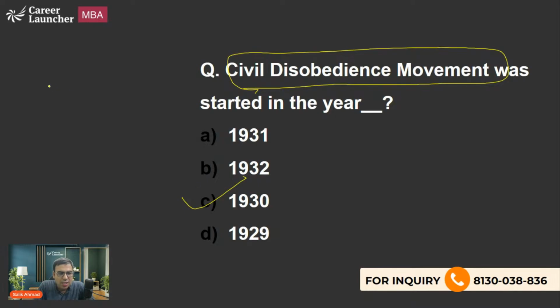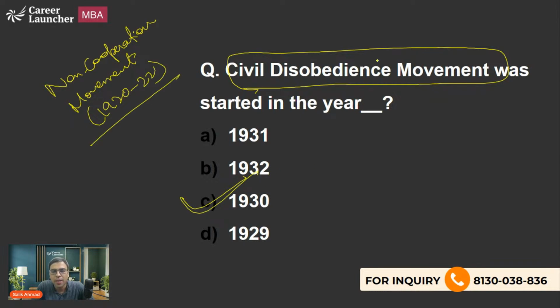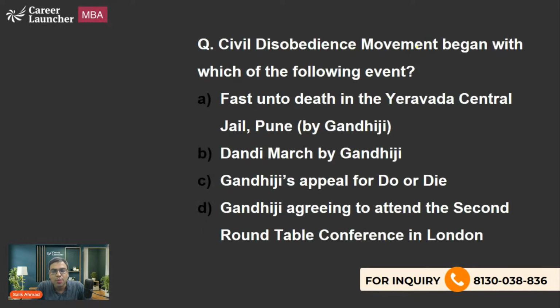Before this class, we had done the non-cooperation movement, which was between 1920 to 22. And this is the civil disobedience movement, which started in the year 1930. So C is the right answer to this question. That is what you should know. Let's move on to the next one.